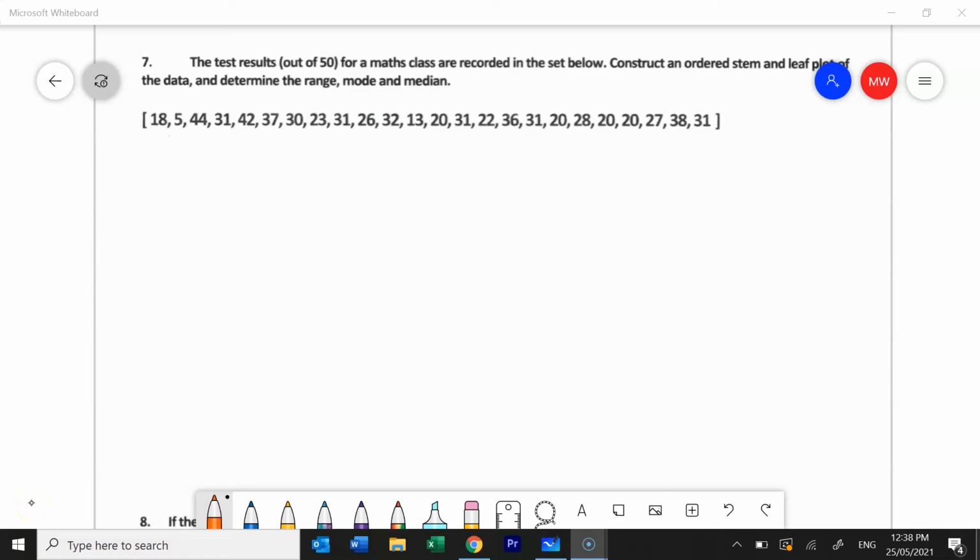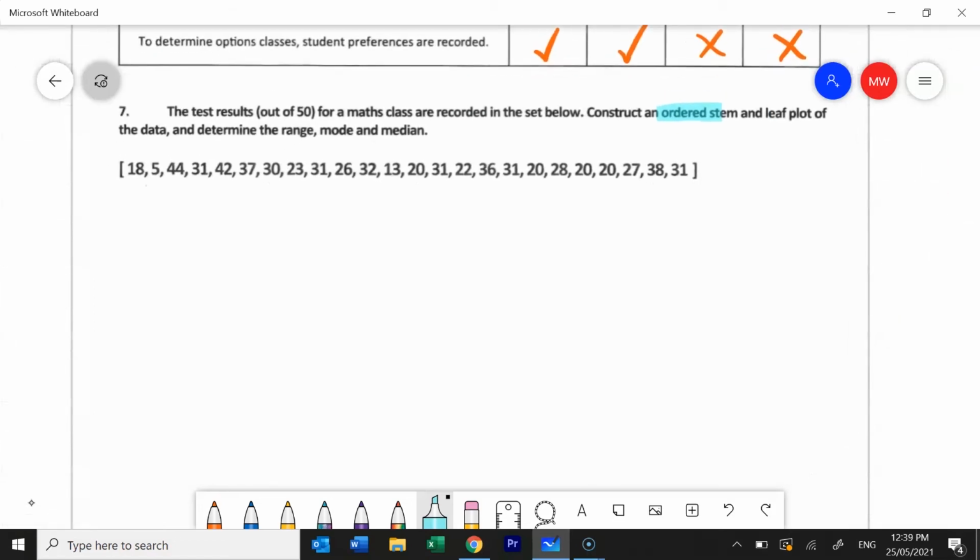Question 7 is asking us to create a stem and leaf plot. Importantly, it's an ordered stem and leaf plot. So what we're going to do is set one of those up below. And the way that you do that is that you scan through your information that you've got here. So I'm going through all of these numbers that I'm highlighting here. And what I'm looking for is the tens, basically. So I can see here that I've got 5, and that's going to go all the way through to the 40s, and the highest number is 44.